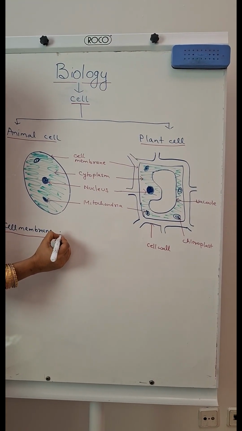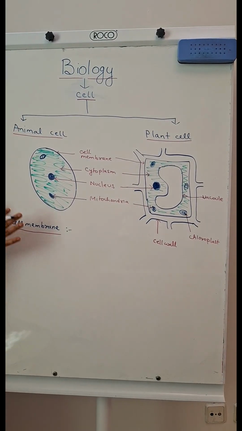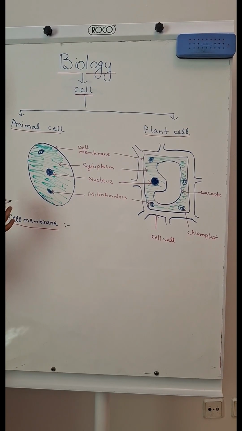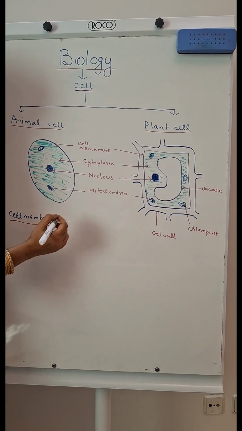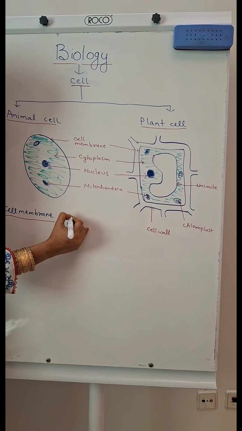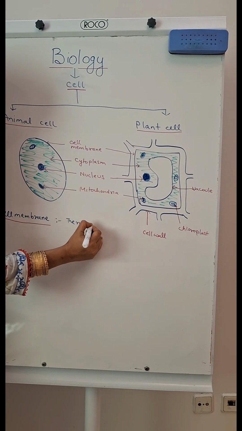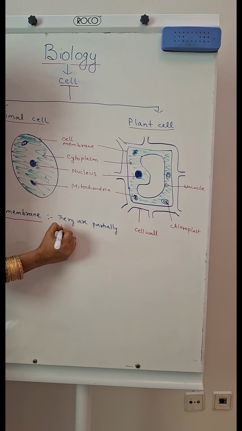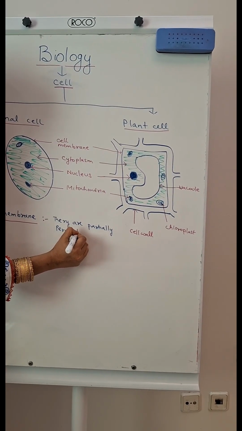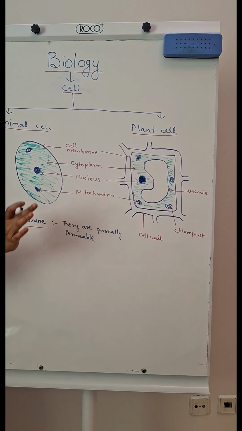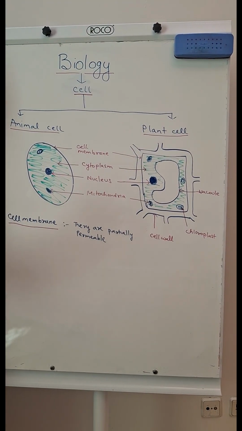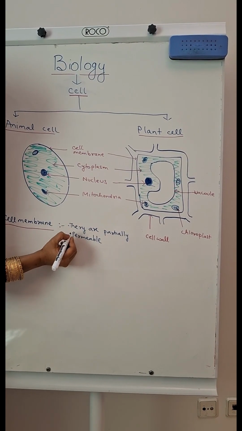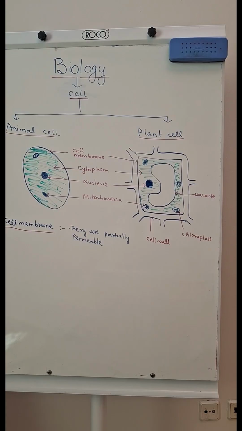There is one specific characteristic of the cell membrane which helps in checking the entry and exit of substances through it. What is that characteristic? The cell membrane is partially permeable. What do we mean by partially permeable? It means it will not allow everything to get inside the cell or leave the cell. They are partially permeable membranes.